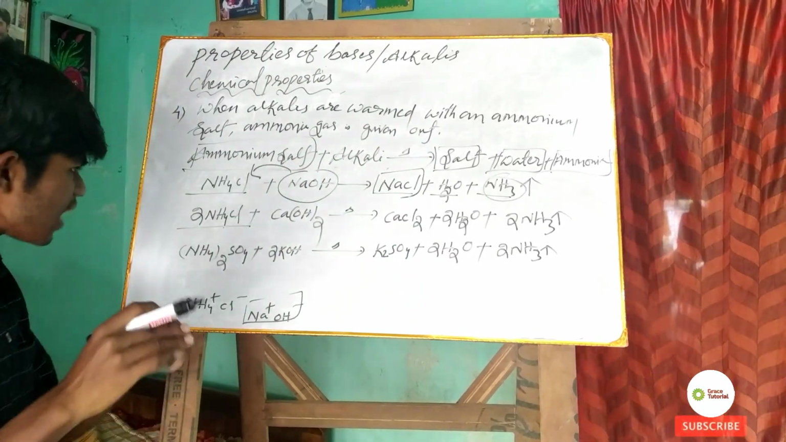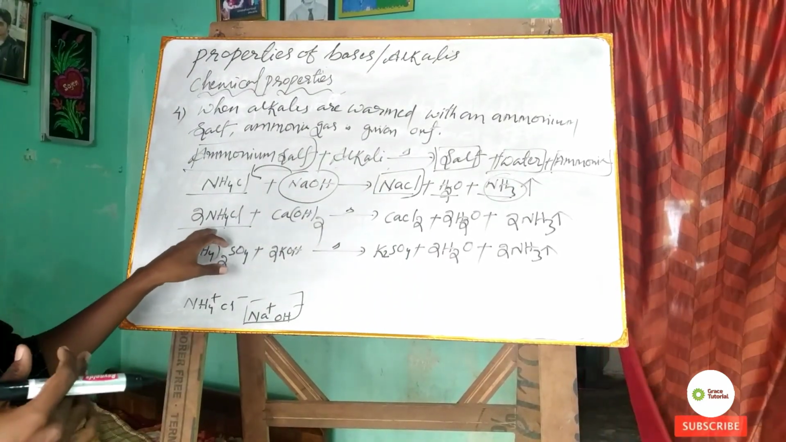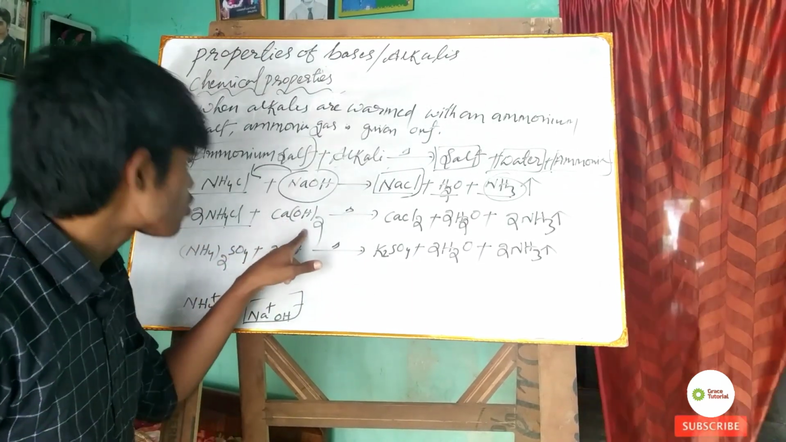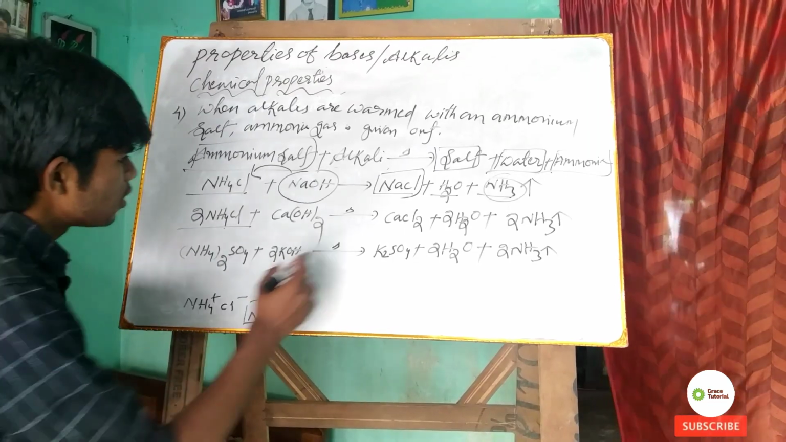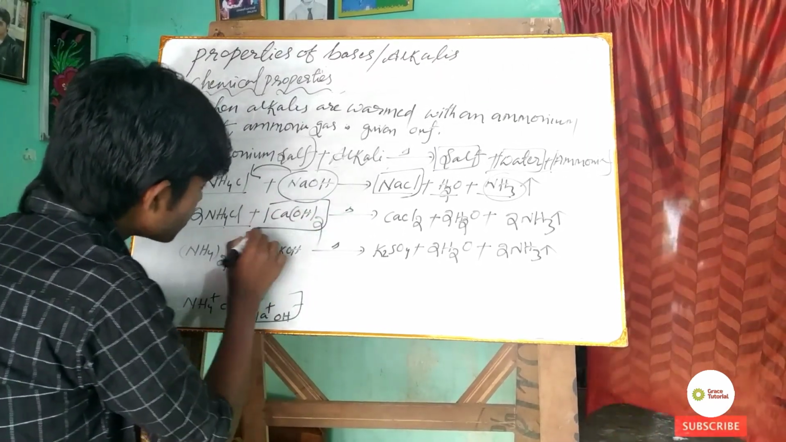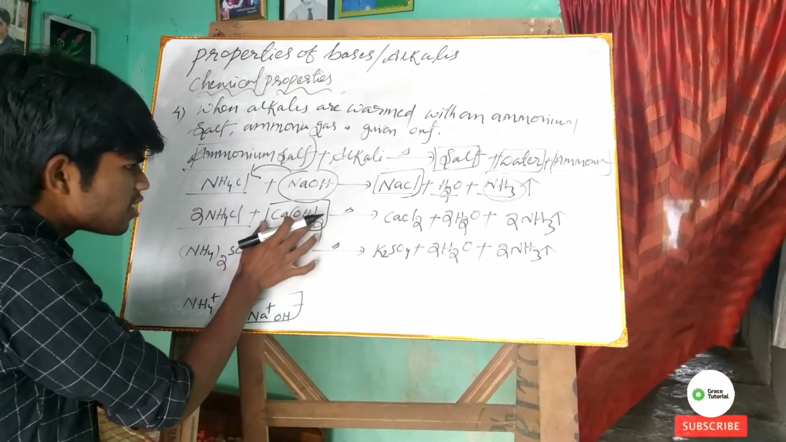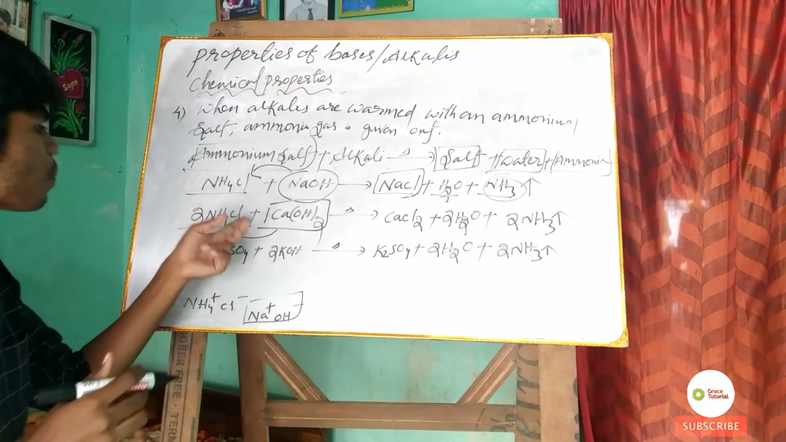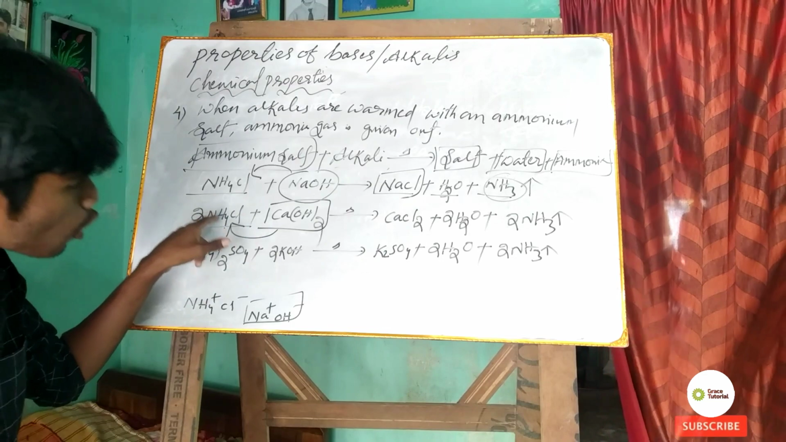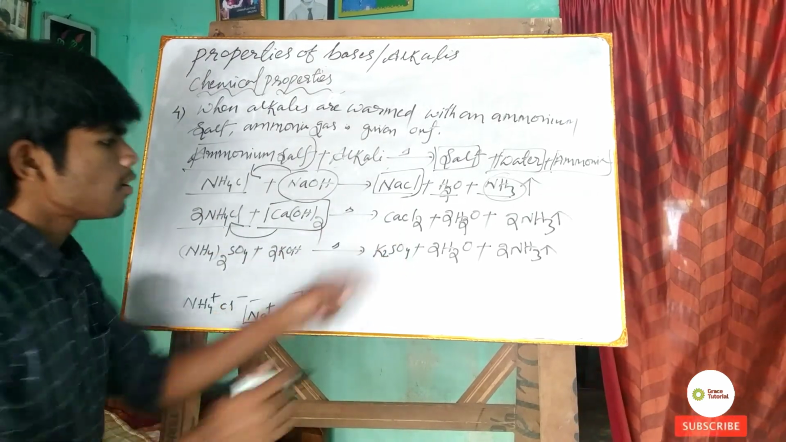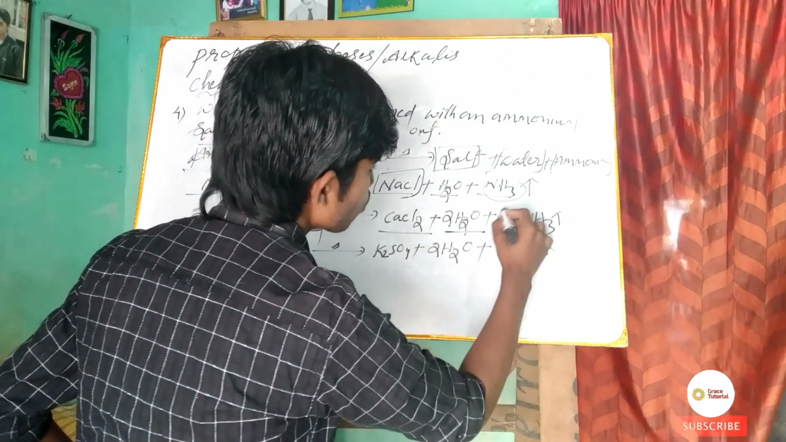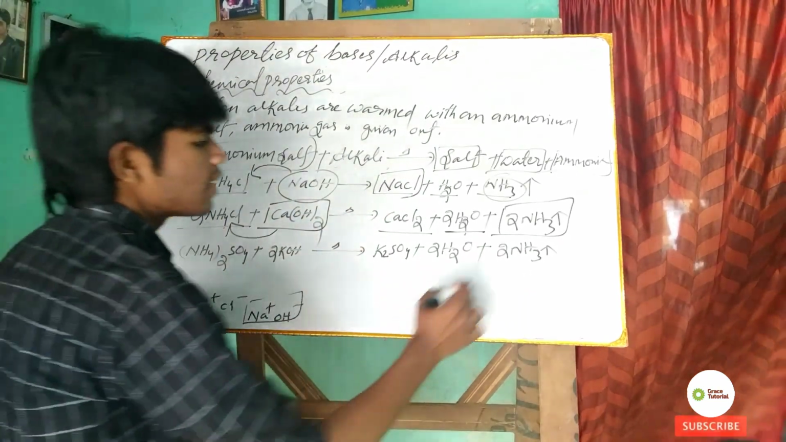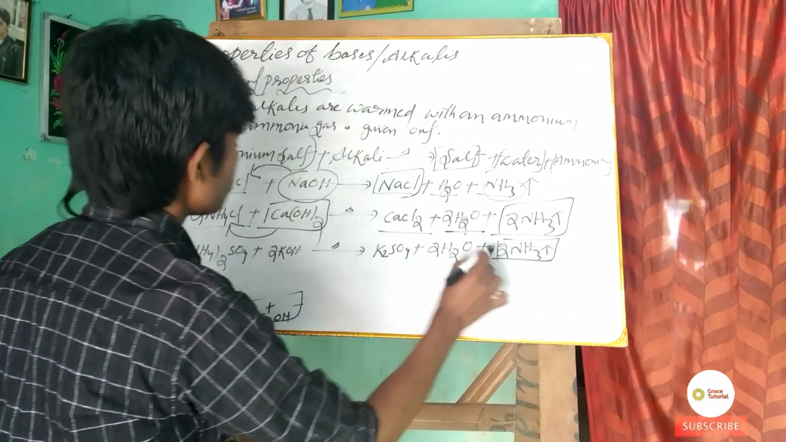Similarly, if you take two molecules of ammonium chloride, an ammonium salt, and react them with calcium hydroxide, what happens? The positively charged part, calcium from the calcium hydroxide, reacts with the negatively charged part of the ammonium chloride, that is chloride, to form calcium chloride, and a water molecule is obtained along with the evolution of ammonia gas. And here you need to understand that ammonia gas is obtained.